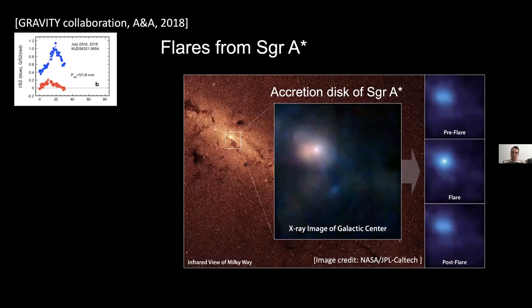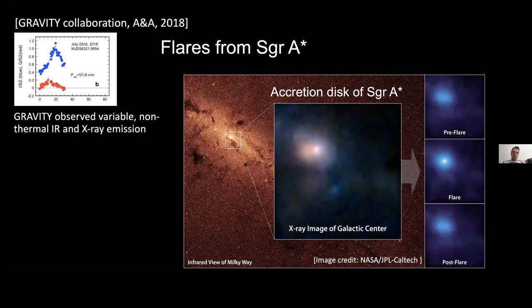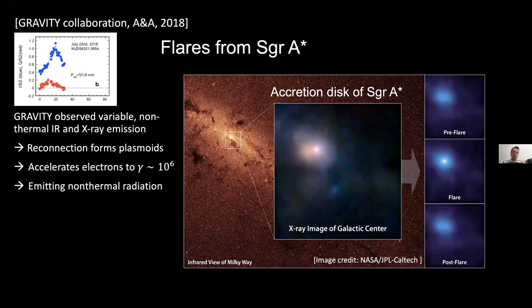There's another example that Farial also already mentioned. Those are the flares observed from Sagittarius A star in the last 20 years or so, and recently even the orbit of a hotspot by the GRAVITY interferometer. Also here, non-ideal effects like magnetic reconnection are conjectured to produce these hotspots. Electrons have to accelerate to Lorentz factors of, say, 10^6 to explain the observed infrared and X-ray emission, after which they emit the non-thermal radiation.